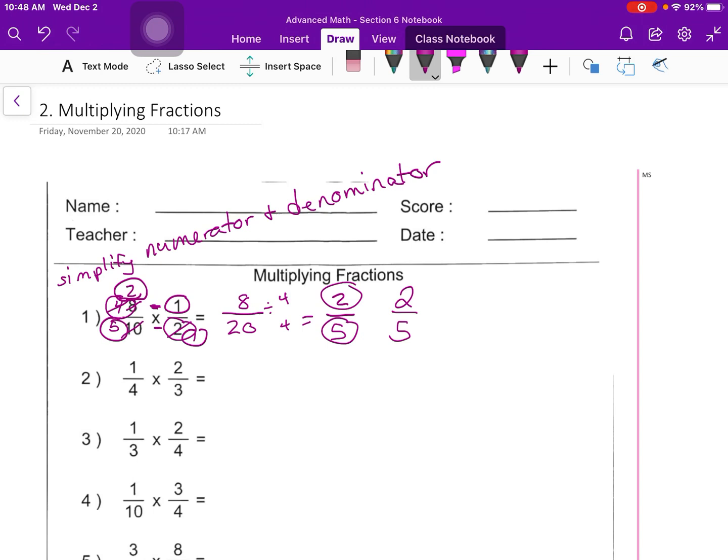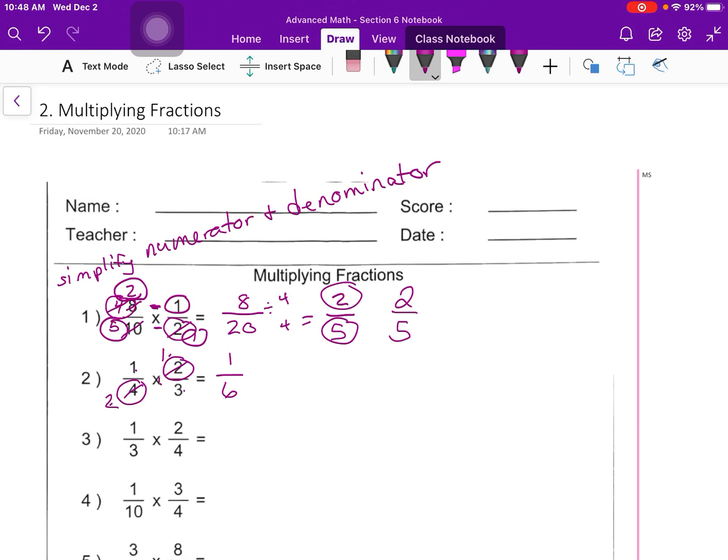Okay, in this next one, there's no simplifying that I can do. Actually, there is simplifying I can do. I can simplify this 2 and this 4. So 2 goes into 2 once, 2 goes into 4 twice. And then I just multiply the numerators. 1 times 1 is 1. 2 times 3 is 6. So my answer is 1/6.